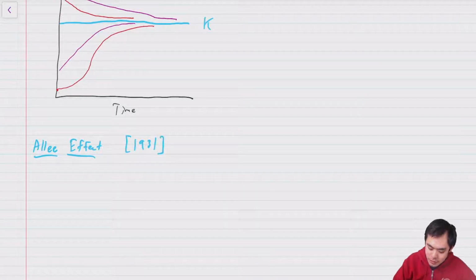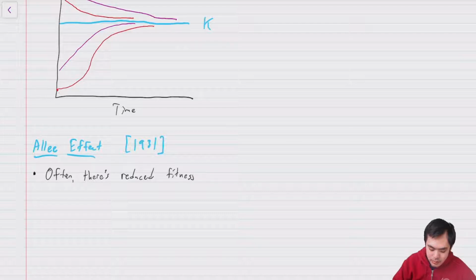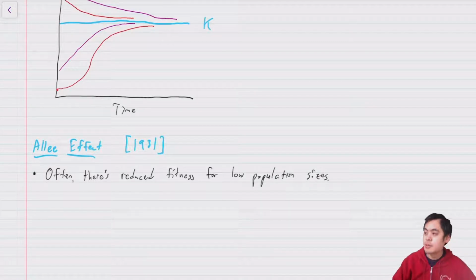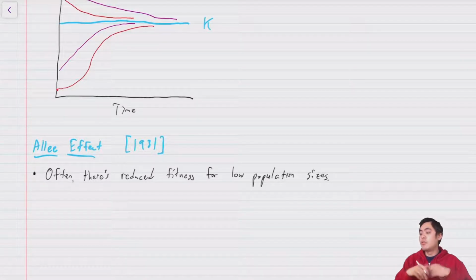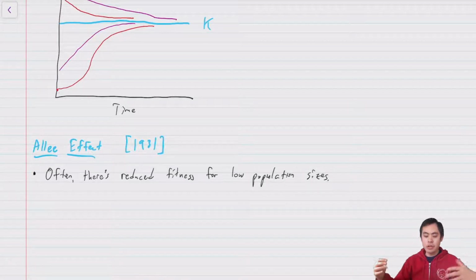And so it turns out that often there's reduced fitness for low population sizes. So if you have a really, really small population, often your reproduction rate is actually lower than that of a somewhat larger population.